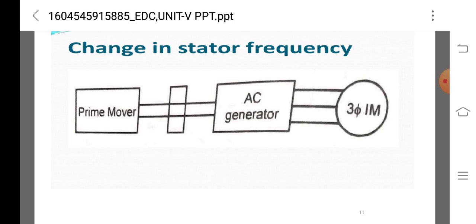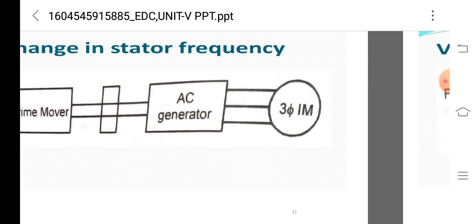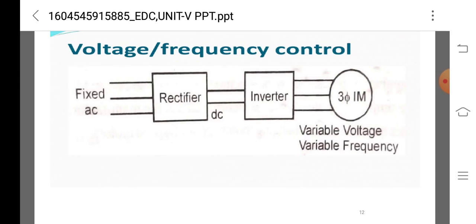So the various limitations of this method are: only step change in speed is possible, no smooth variation of speed. Second one is high cost of the motor. Third one is design complexity.